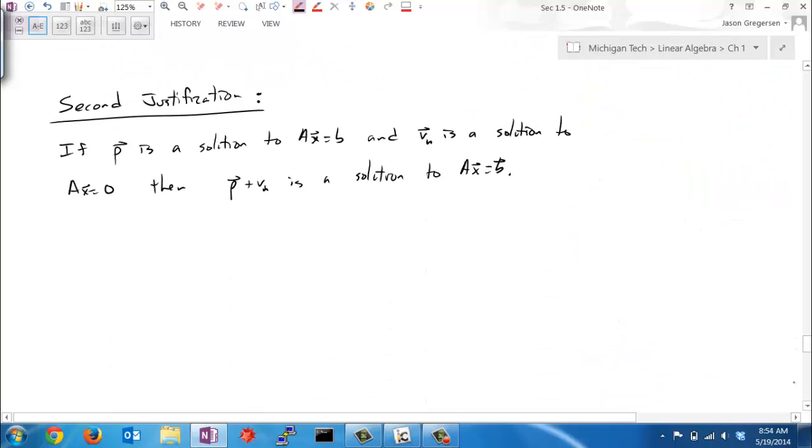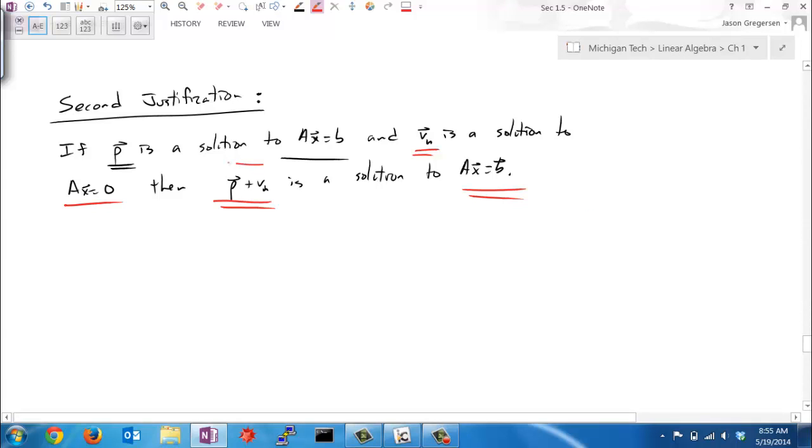Okay, second justification. This is more of a formal proof. It's good to see these styles of proofs because they're very common in linear algebra. So don't worry so much about the details here, think more of the structure. If P is a solution to the non-homogeneous equation, and V sub h is a solution to the homogeneous equation, I want to show that P plus V sub h is a solution to the non-homogeneous equation.